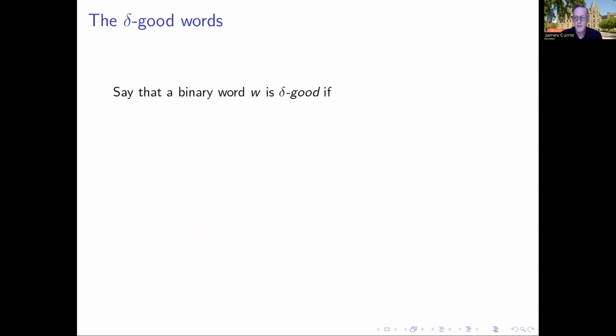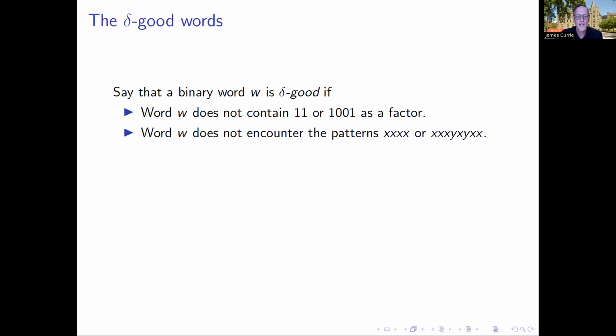Delta. So here delta is the morphism associated with the period doubling word. So the image of 0 is 0, 1. In this talk, the image of 0 is always 0, 1. But the image of 1 is 0, 0. So I'm going to say that a binary word W is delta good if word delta does not contain 1, 1 or 1, 0, 0, 1, and it doesn't encounter the patterns X, X, X, X or X, X, X, Y, X, Y, X, X.